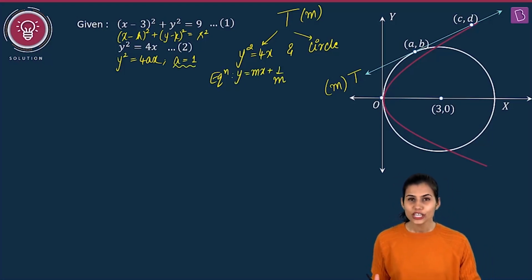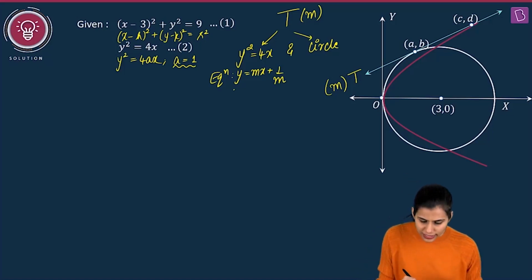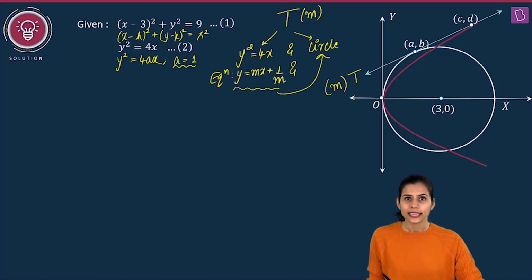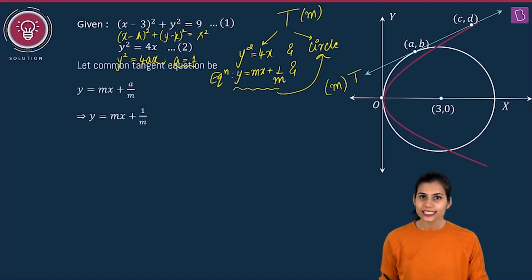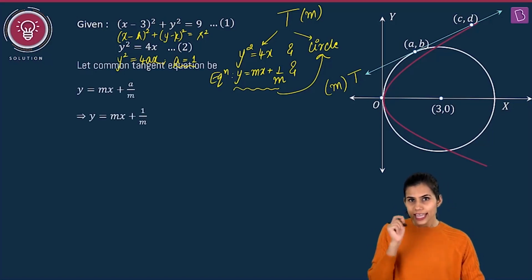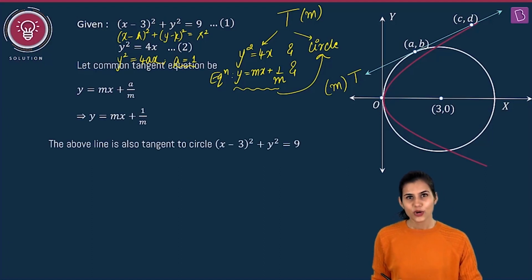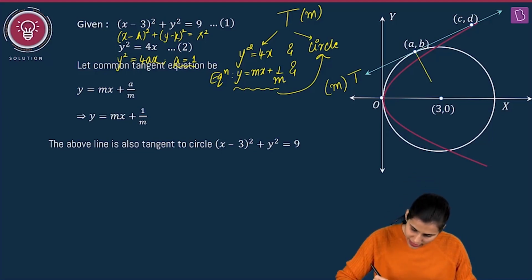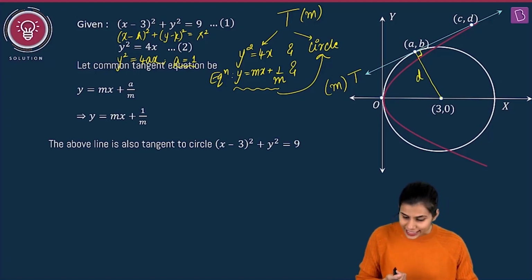Okay, fine. So by using the fact that capital T is a tangent to my parabola, I have deduced its equation. But this same line is also a tangent to my circle, right? I know that a line is tangent to a circle if and only if its perpendicular distance from the center is equal to the radius. So when I compute this distance, let's call it d, then this d is nothing but the radius, that is 3 units.